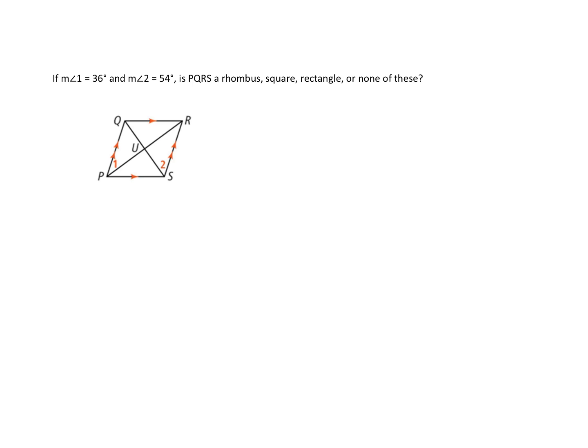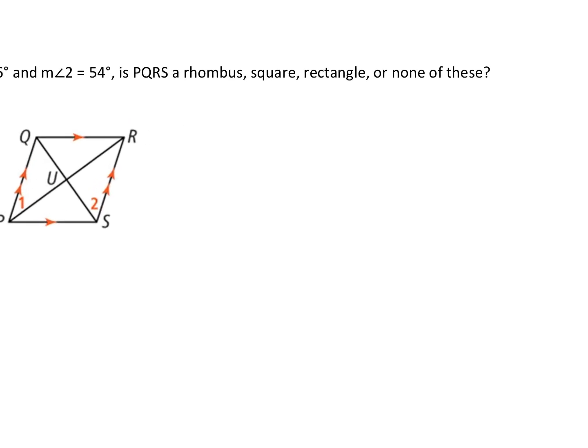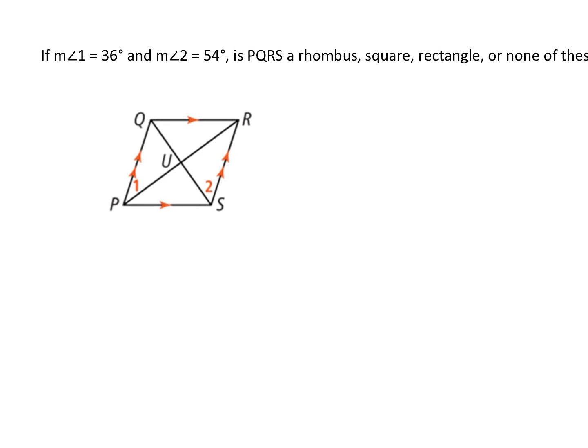Well, why don't we start by maybe filling in, let me make this a little bit bigger, so I can write in those angle measures a little better. So we know that angle 1 is 36 degrees. We know that angle 2 is 54 degrees. So some other things we can get from that, because this is a parallelogram, opposite sides are parallel, right? So these opposite sides are parallel.